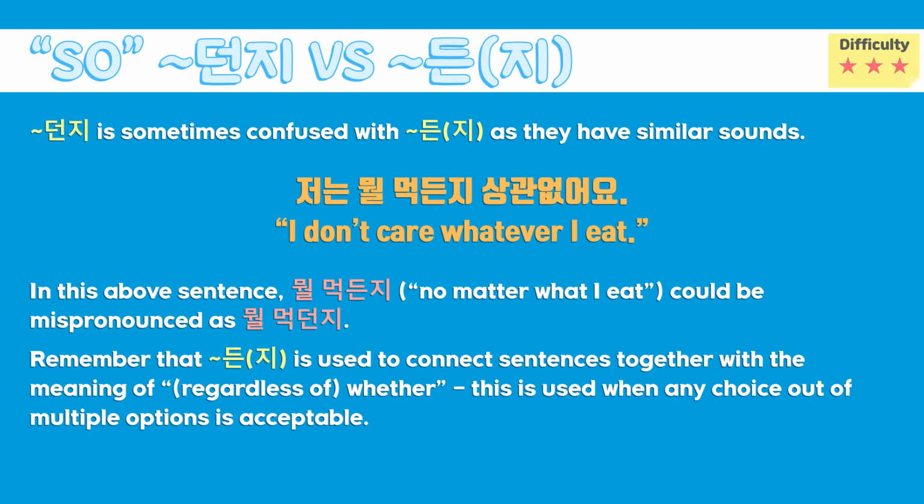던지 is sometimes confused with 든지, as they have similar sounds. 저는 뭘 먹든지 상관없어요. I don't care whatever I eat. In this above sentence, 뭘 먹든지, meaning no matter what I eat, could be mispronounced as 뭘 먹던지. Remember that 든지 is used to connect sentences together with the meaning of regardless of whether. This is used when any choice out of multiple options is acceptable.